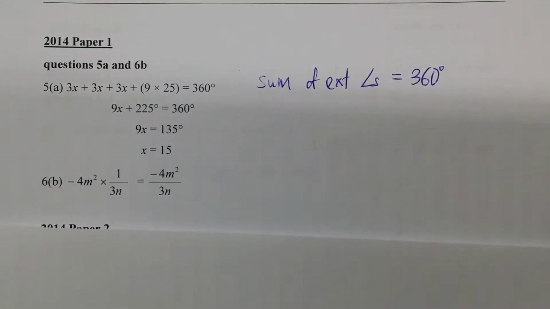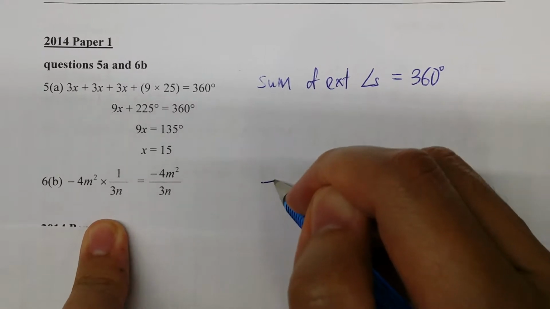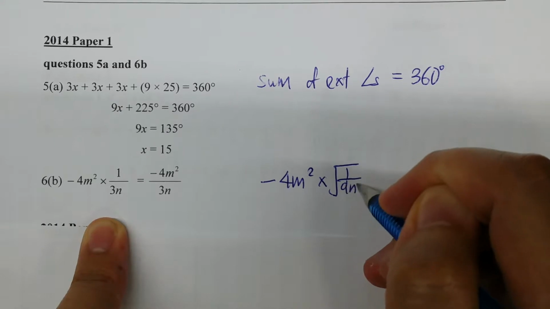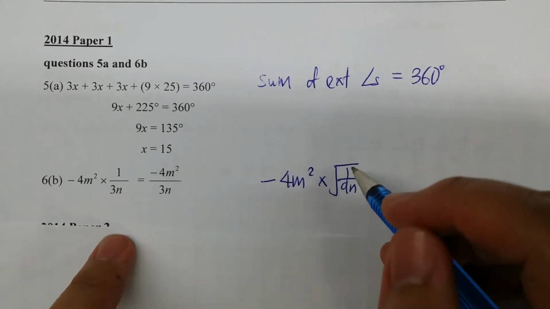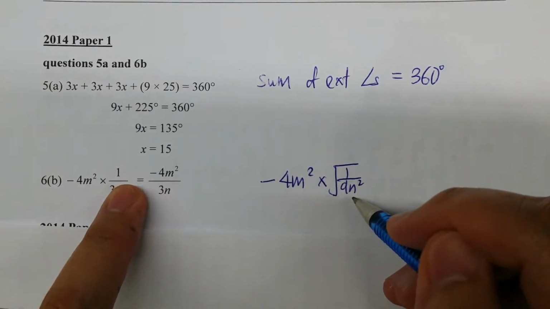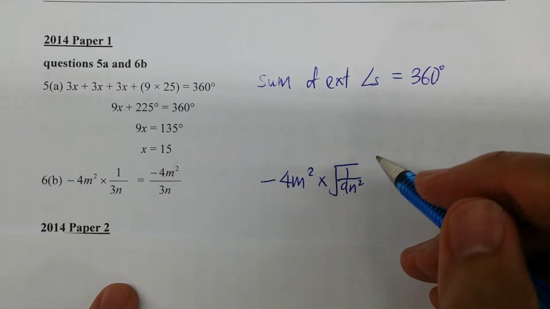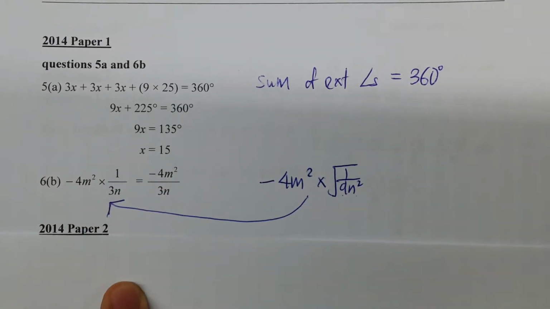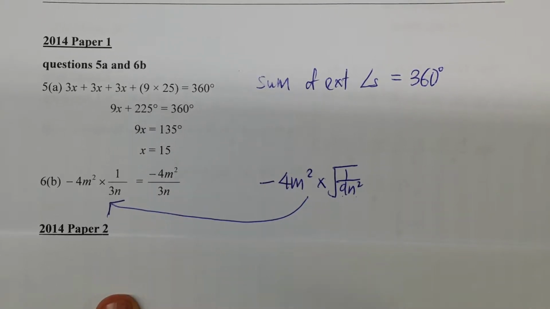6B, let's take a look. Is this the main question, the original question? Yeah. Okay, the original question is this: minus 4m square times square root of 1 over 9n square. So from here, square root of 1 is 1, square root of 9 is 3, square root of n square, you get n. So this should be quite okay. Then after that, negative 4m square you multiply on top, divide by 3n, that's the final answer.